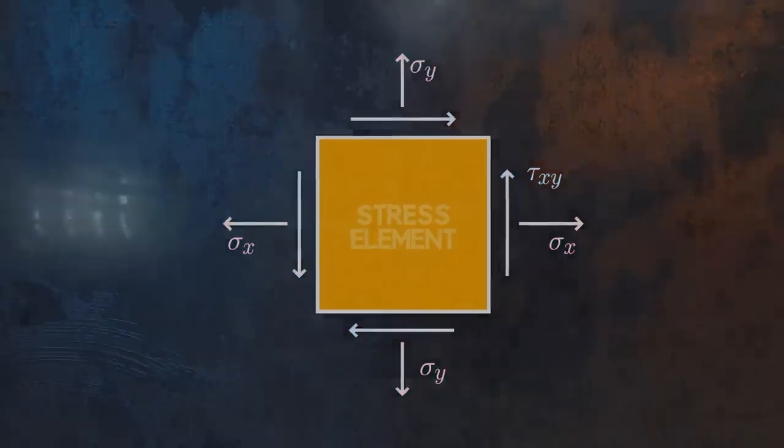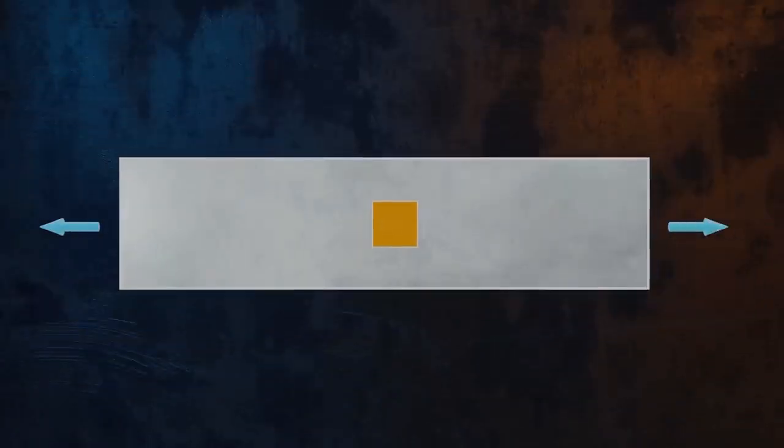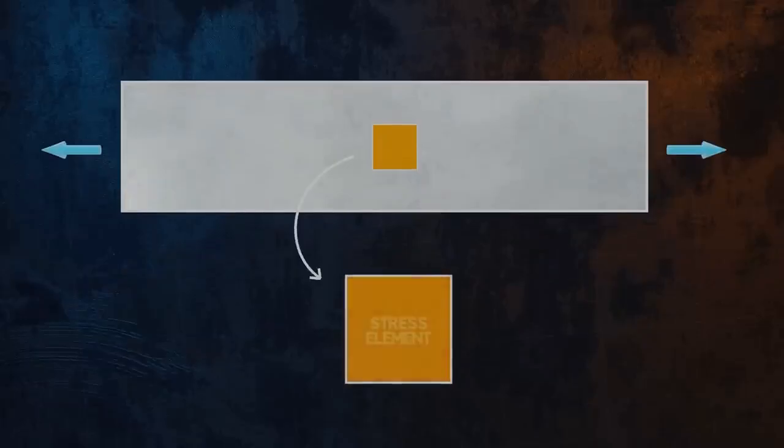Let's look at a simple example of a beam under axial load. Our stress element is aligned with the direction of the applied load, and so the stress state will be very simple. We will only have a normal stress of sigma x, sigma y, and the shear stresses will be 0.